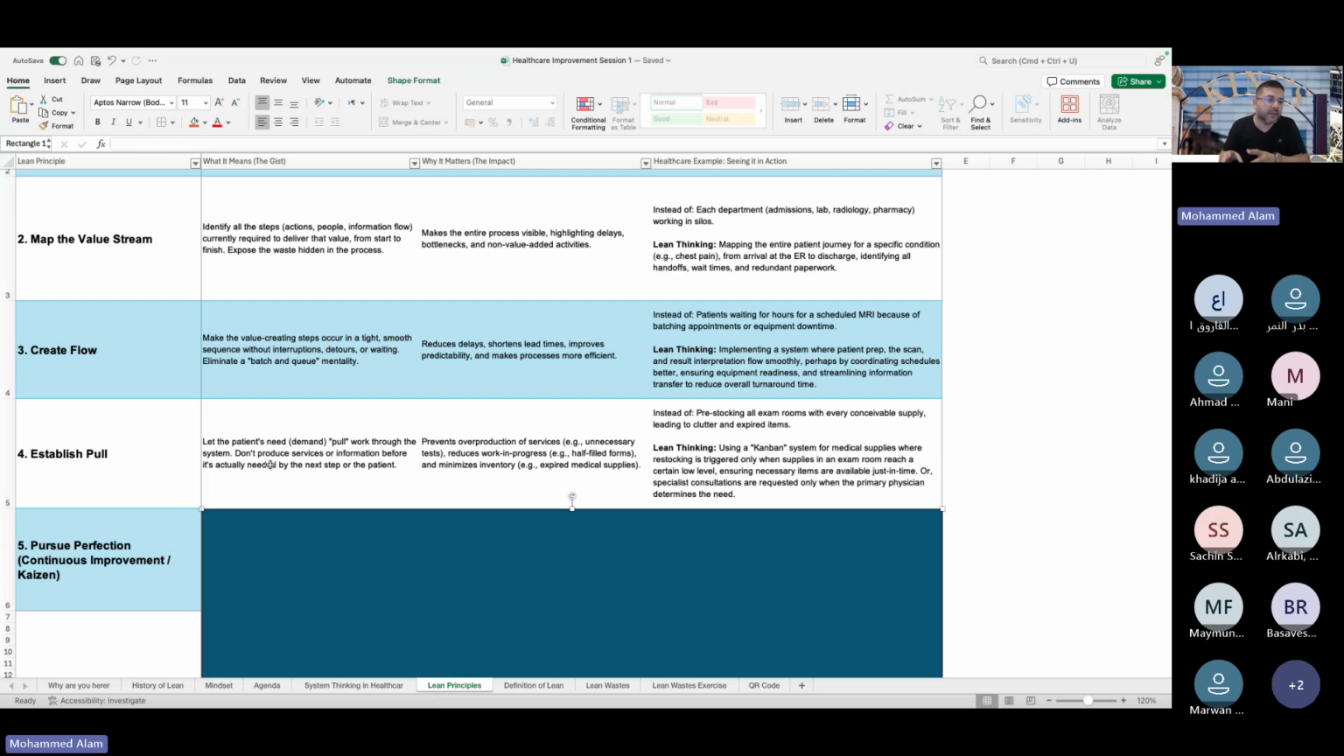The other services, medical imaging, lab, and say pharmacy, they are asked to do so many other things which they should not be doing right now. It puts a lot of pressure on the system. So if they're sitting idle, which is absolutely fine, but we don't need to burden the next step by doing things which is not required at the moment. So this particular principle, establish pull, it prevents overproduction of services, unnecessary tests. You don't need to do a test right now, so don't do it, right? It reduces the work in progress and it minimizes the inventory.